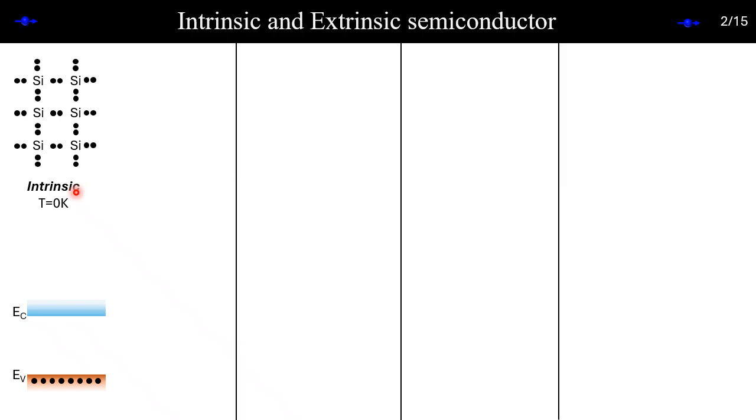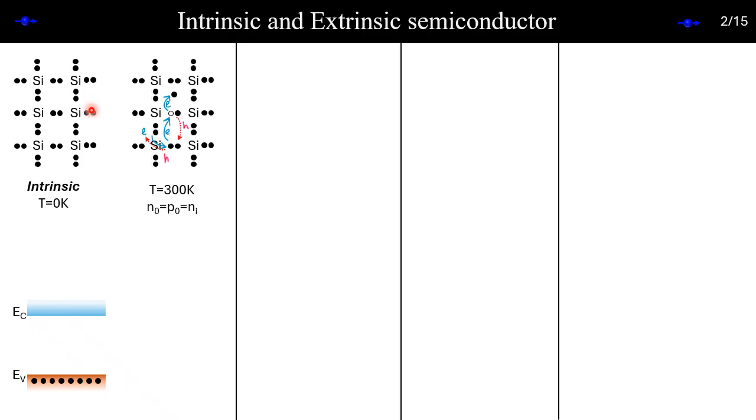What does it tell you? It says that we'll have all the electrons in the valence band, right? Fine. Now, as you increase the temperature, what happens? The electron gains thermal energy, and maybe some of the bonds will be broken. So one of the bonds is broken, and this electron is now free.